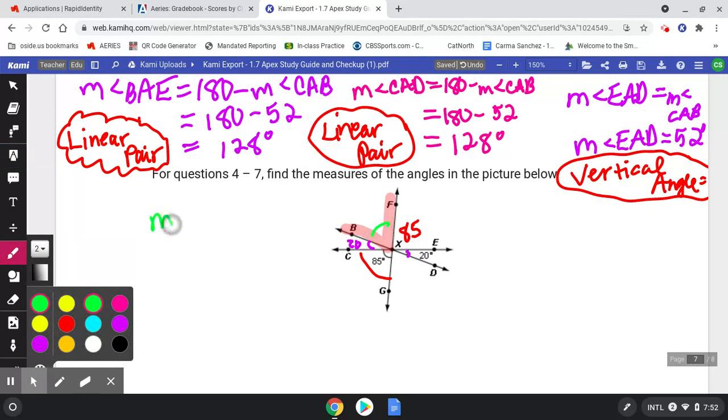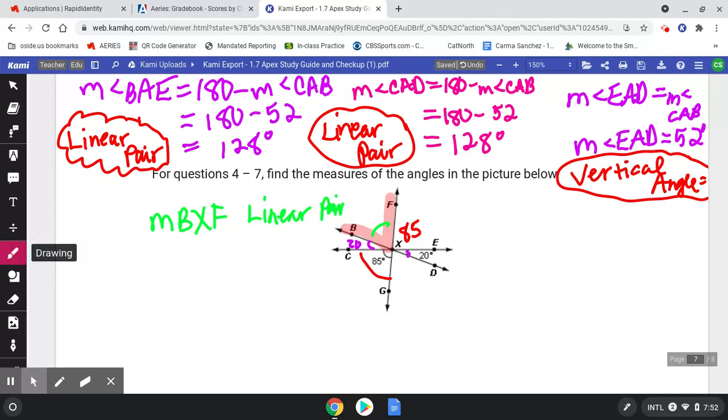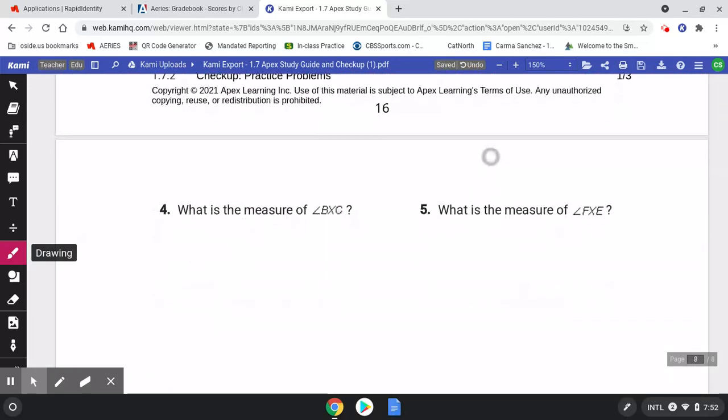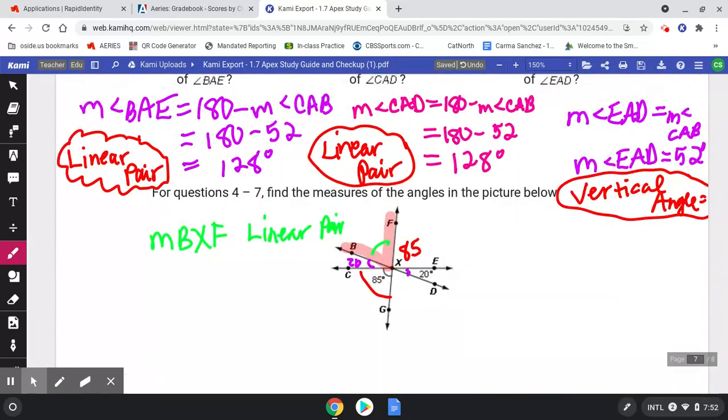So we can do the measure of BXF by linear pair in just a second. So if we need that, let's go see what they're asking for. What is the measure of BXC?